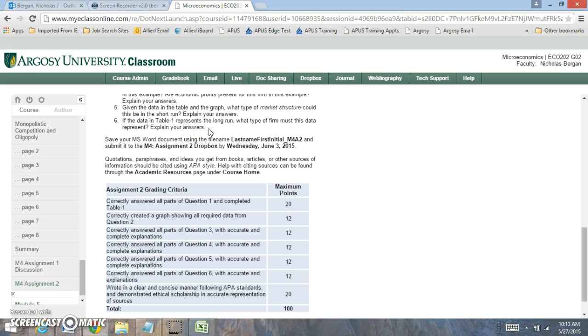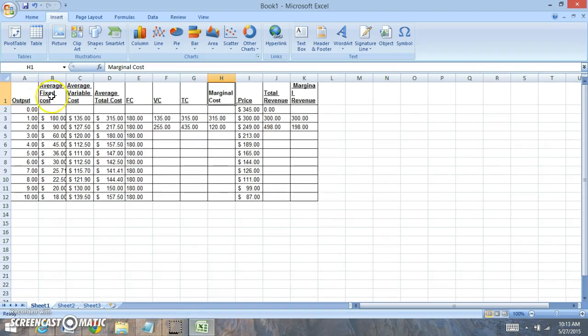Now, in table 1, does this represent the long run? No, it doesn't represent the long run because there's a presence of a fixed cost. So this is the short run, and that's how you would want to answer that question.